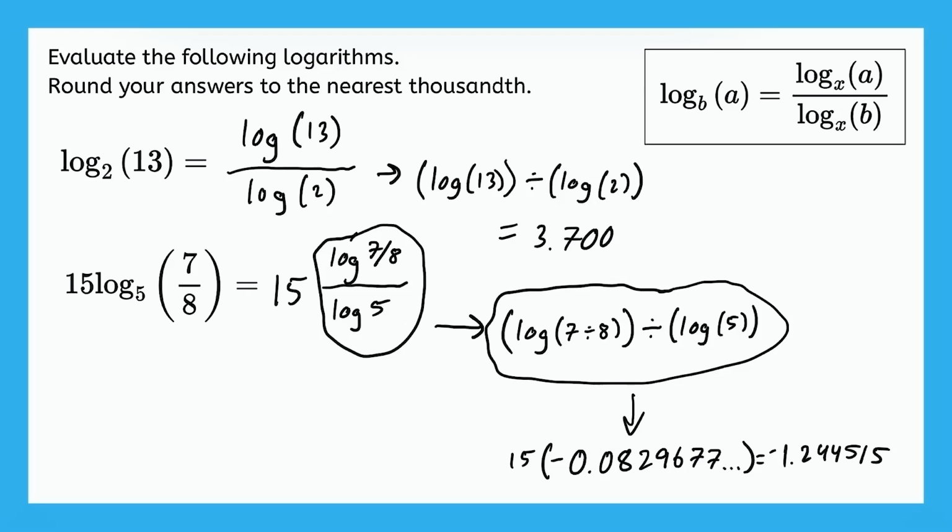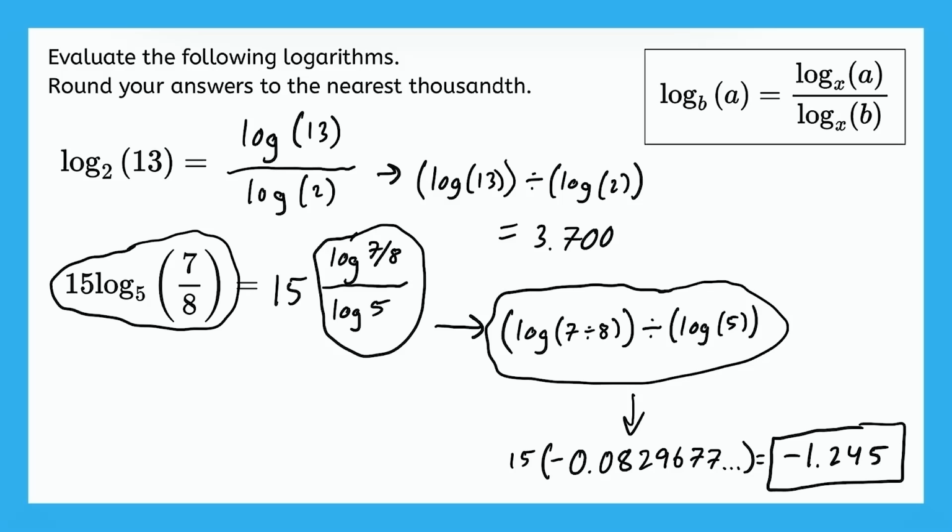So now when we round to the nearest thousandths, we need to look at the thousandths place, this 4 right here, and then decide if we need to round it up or not. The number after is a 5, which means that this 4 right here will round up to a 5. So now we can say that 15 times log base 5 of 7/8 is approximately equivalent to negative 1.245.